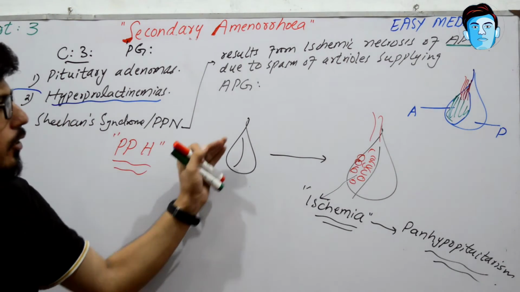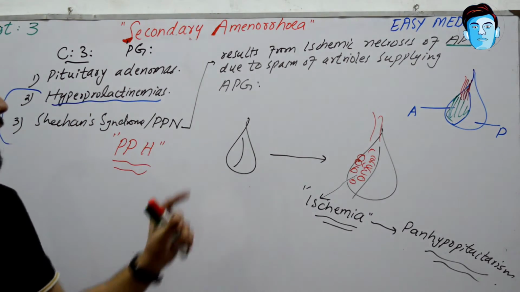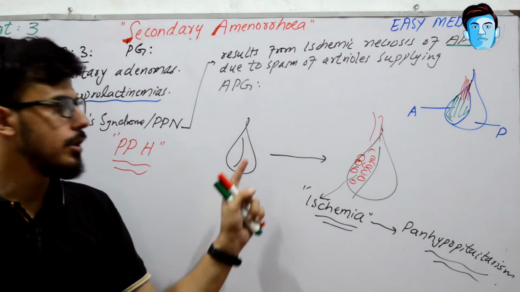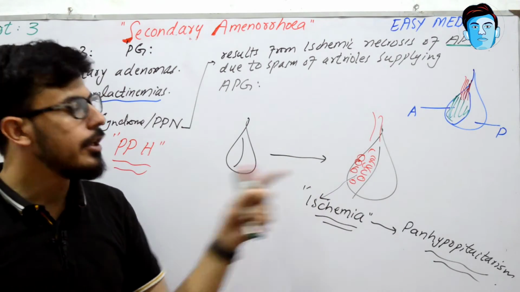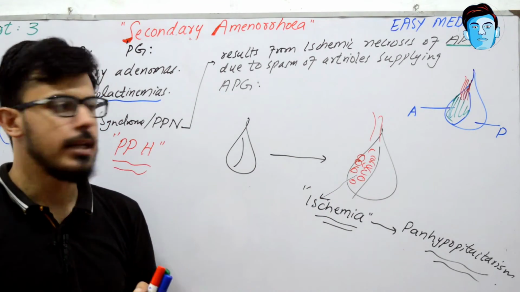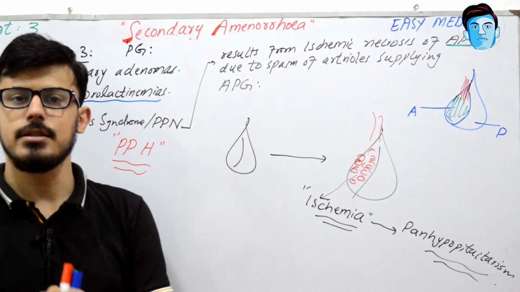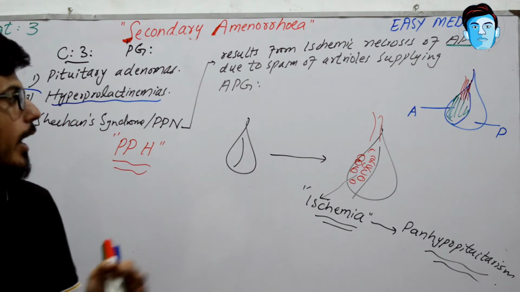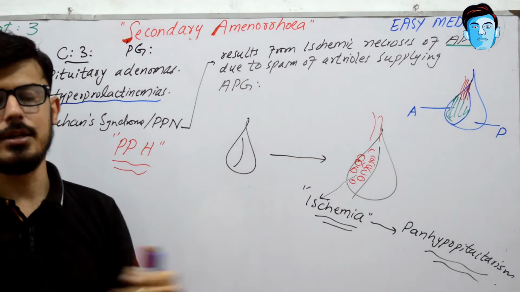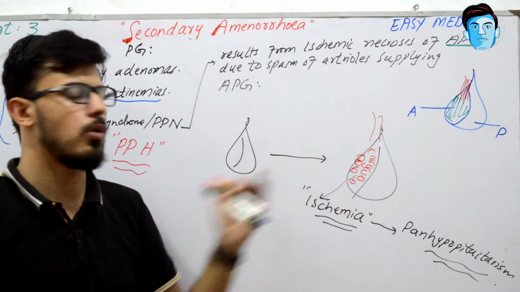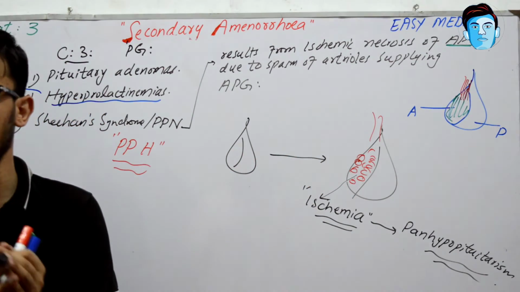Now in Sheehan syndrome, I will repeat it once again. Normally in pregnancy, the pituitary gland size increases, and the prolactin secreting cells also increase in number, but the blood supply remains the same, it is not increased. While in postpartum hemorrhage, the blood supply to these areas is further decreased. As a result, ischemic necrosis occurs in the anterior lobe of the pituitary gland.